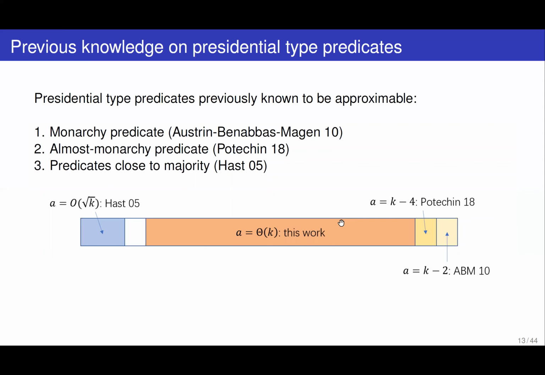Our result filled in a huge gap between what was previously known about presidential type predicates. Previously, we knew that the monarchy predicate, where A equals k minus 2, is approximable, and also the almost monarchy predicate, where A equals k minus 4, is approximable. For smaller A's, Håstad showed that predicates close to majority are approximable, and his result implies that when A is big O of square root of k, the presidential type predicate is approximable.